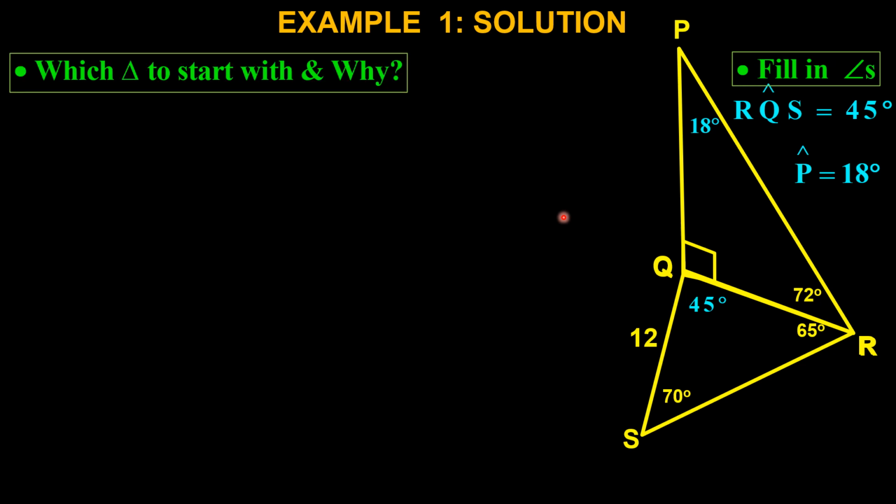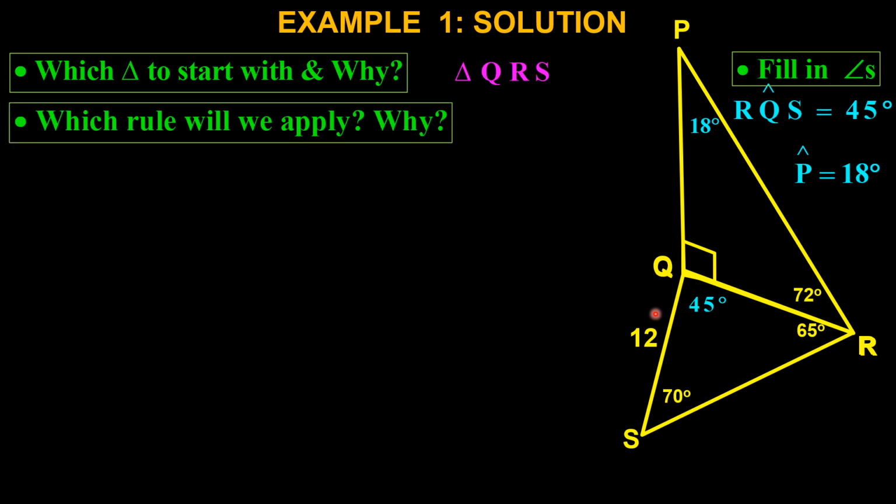Now we're ready to start. But which triangle do we start with? Remember, we need a triangle with at least a side length. That excludes PQR. So we can only use QRS. Right, now which rule do we apply? We've got a side and an angle, so that implies the sine rule. We're going to use QRS, but which side do we need to calculate? Not SR, because SR is not going to help us. We want to get to PQ, so we need a common side. In this case, it is QR.